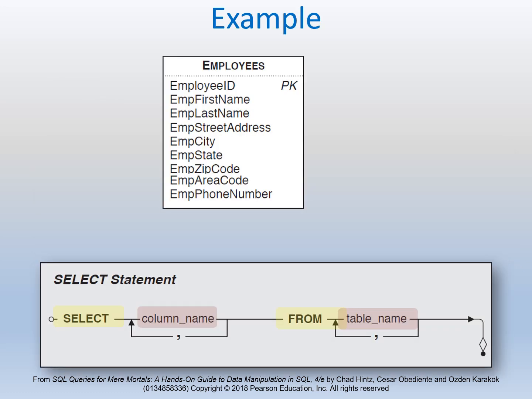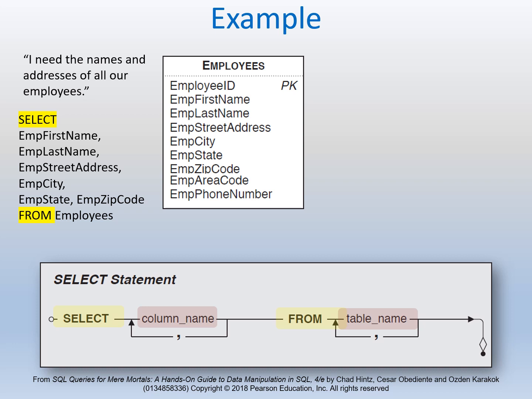Let's look at simple select statements on the employees table. Suppose the query is needed to answer the request, I need the names and addresses of all employees. The select statement would be select, the keyword, the column names, employee first name, employee last name, employee street address, employee city, employee state, and employee zip code from the employees table.